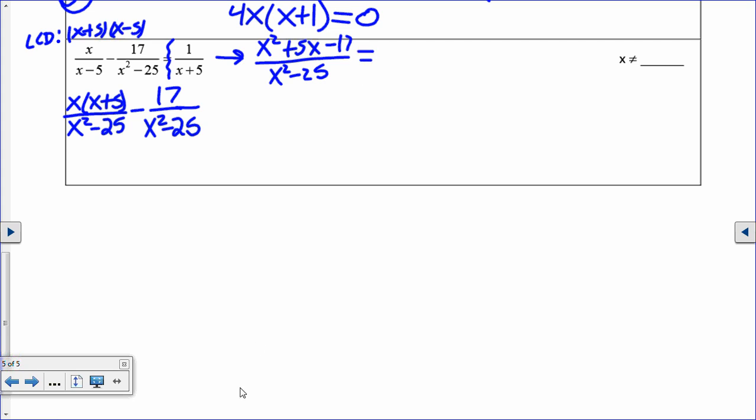Do I have anything to worry about for the one side over here? No? No. Okay.